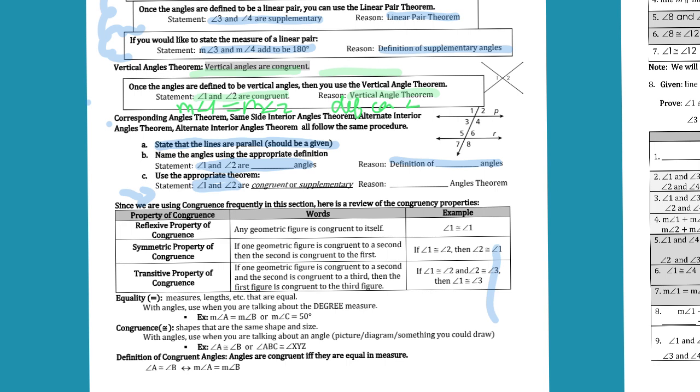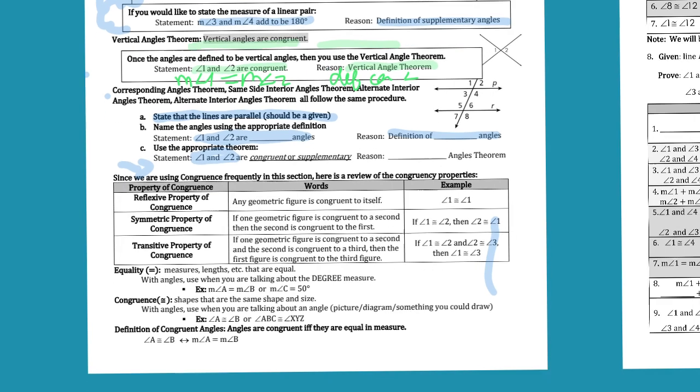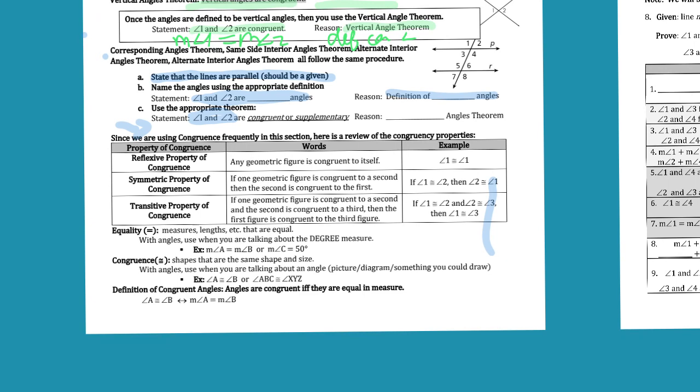A couple more features that you need to remember from last chapter would be the reflexive property, if an angle is congruent to itself. And the symmetric property of congruence is going to be if angle 1 is congruent to 2, then 2 will be congruent to 1. And the transitive property: 1 is congruent to 2. If 2 is congruent to 3, then therefore 1 and 3 have to be congruent as well.